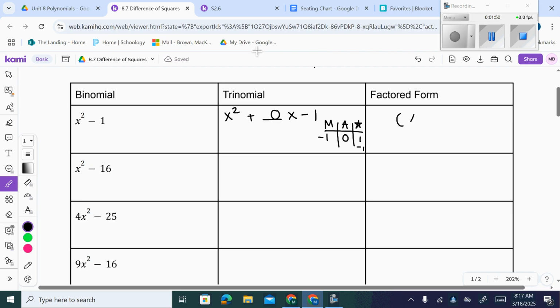Can you shortcut this one? Yes, so you're going to go straight to x plus 1. And what's your other one going to be? X minus 1. Good.